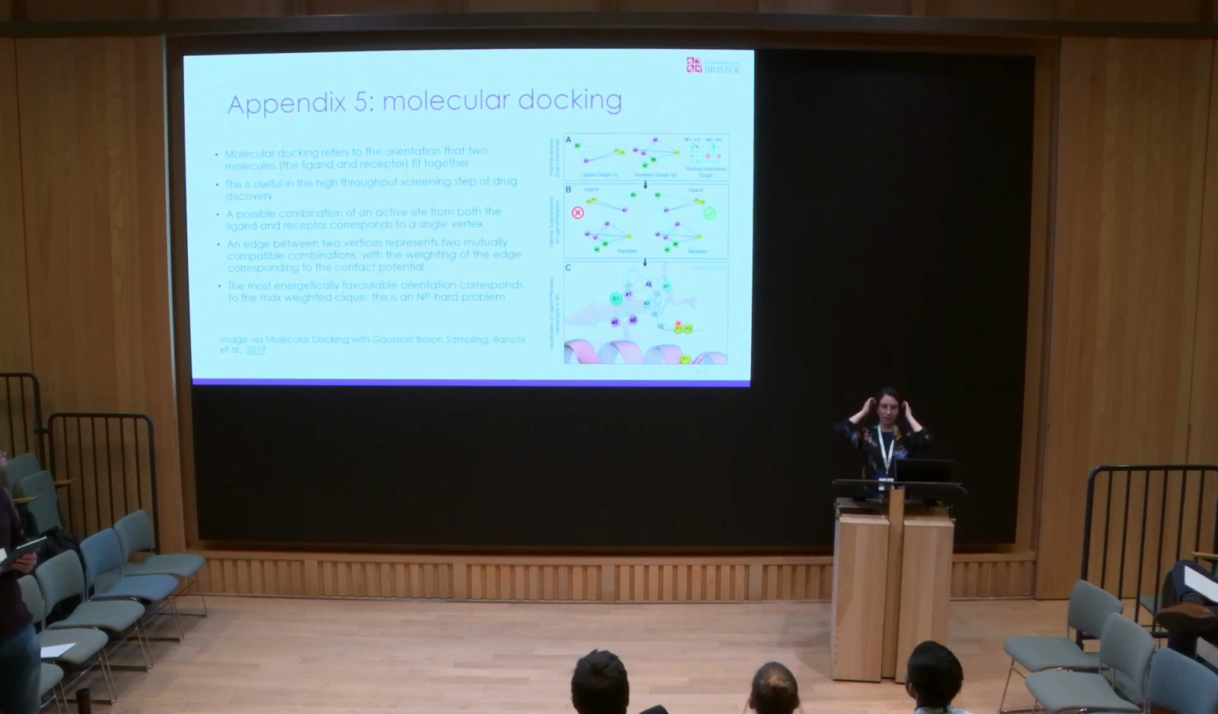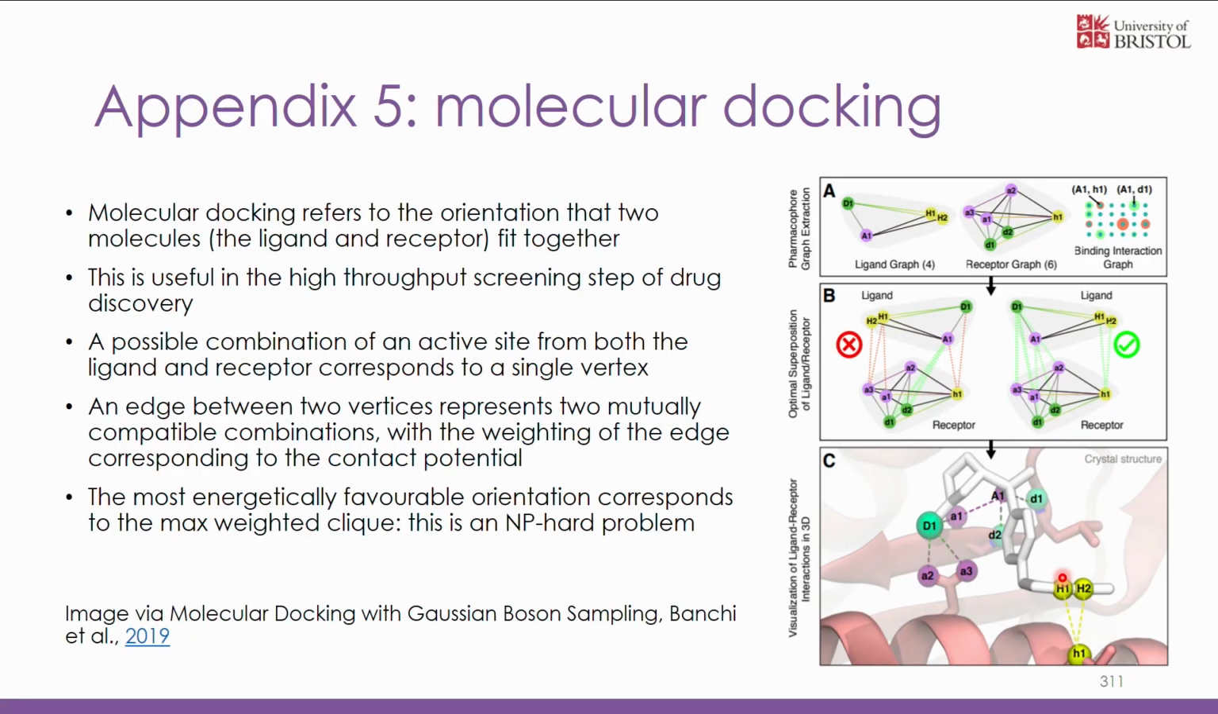Molecular docking is where you have two molecules and you want to know how they fit together. So you have a drug and a protein. This can be represented by a graph. Let's say there are 5 active sites on your ligand and 5 active sites on your receptor. Each possible combination, like A1, A2, A3, is represented by a different point. And then those points are connected if they are mutually compatible.